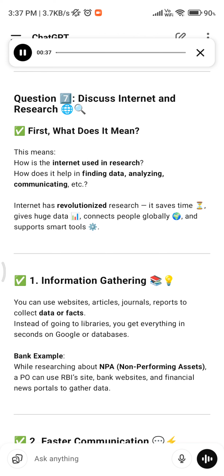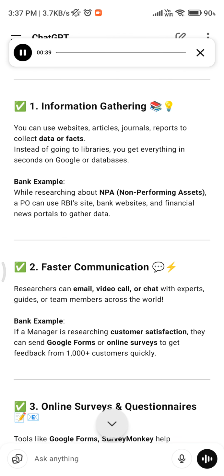#1, information gathering. You can use websites, articles, journals, and reports to collect data or facts. Instead of going to libraries, you get everything in seconds on Google or databases. Bank example: while researching NPA, non-performing assets, a PO can use RBI's site, bank websites, and financial news portals to gather data.